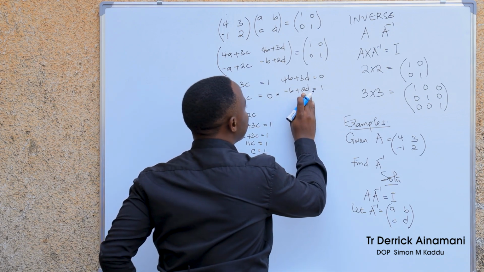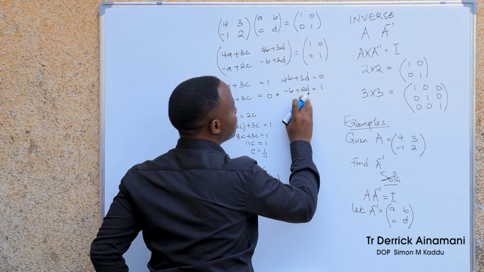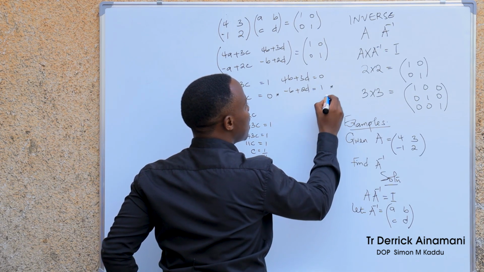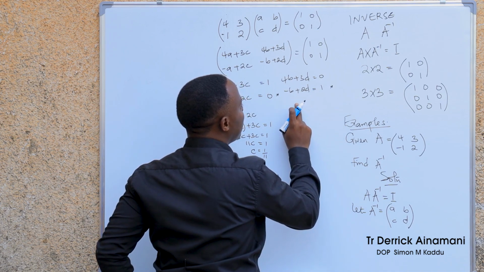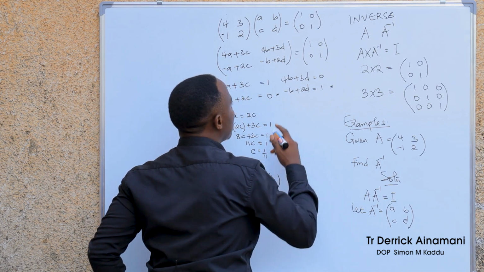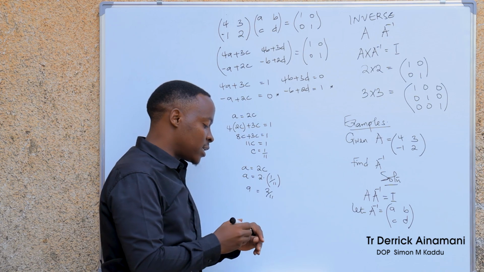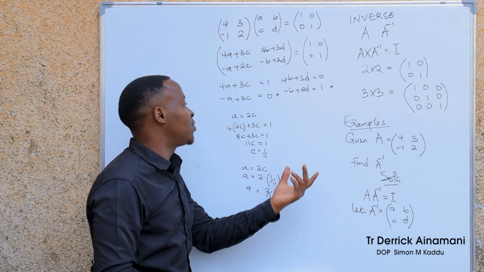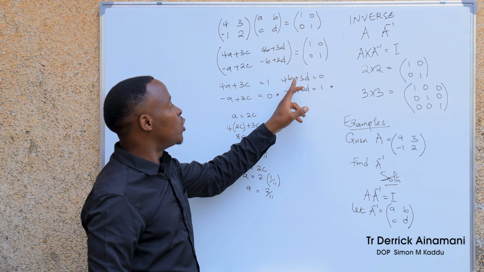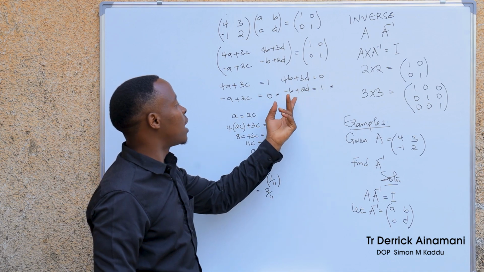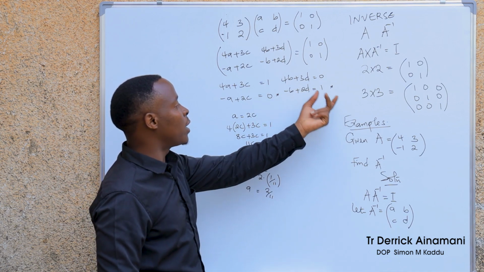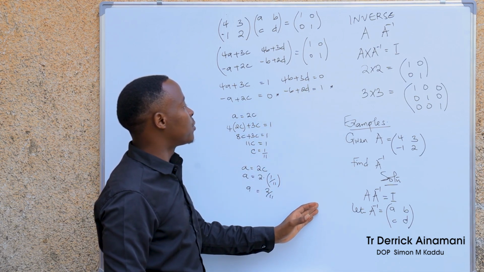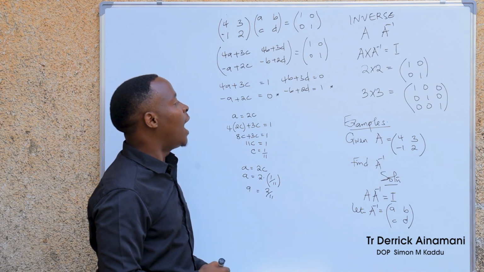So from this equation, I can simplify this and make b the subject. With math, there's nothing like you have to do this or do this. You can choose to begin with this. When you choose to begin with this and you work it out, and another one chooses to begin with this and works it out, and you follow the same procedure, you will get the same answers.